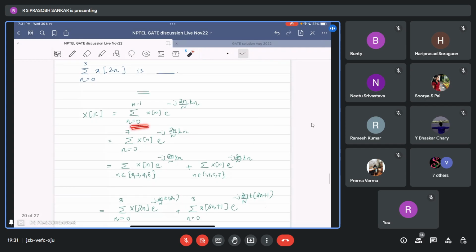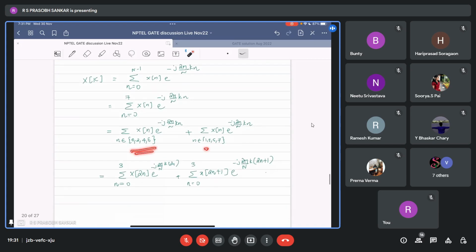So where were we? Yeah, we rewrote this summation into two parts, one for the even terms, the other for the odd terms. Now these two terms we can write like this. The even terms I can write as the summation n equal to 0 to 3 of x of 2n e raised to minus j 2 pi by N k 2n. So basically, the sum of the even terms I can write like this.